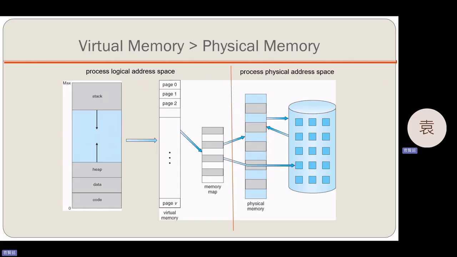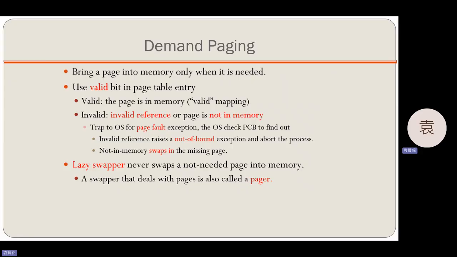Okay, so demand paging, formally we can define, is that the system brings the page into memory only when it is needed. And we use a flag bit in a page table entry, called the valid bit. Valid means the page is in memory. Okay, it's a valid mapping. Invalid means an invalid reference, or the page is not in memory.